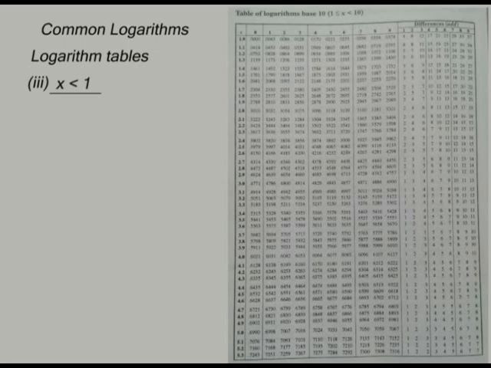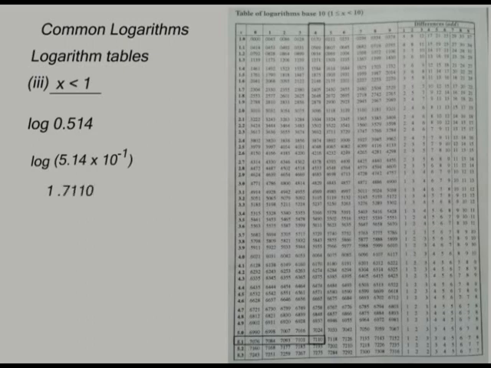Numbers less than 1. Again, for these numbers, we first write them in standard form. For example, the log of 0.514. In standard form, that is log 5.14 times 10 raised to power of negative 1. The log of 10 raised to power negative 1 is negative 1. The log of 5.14, we have 0.7110.